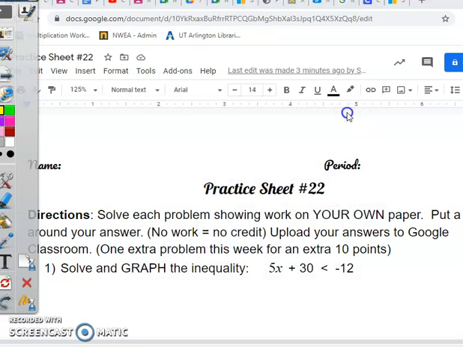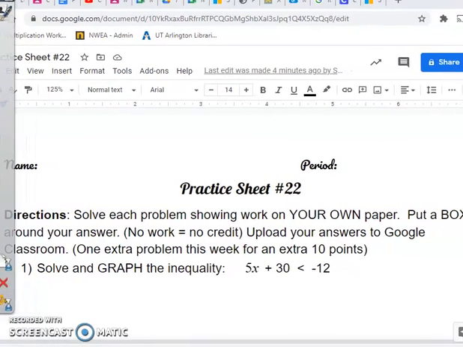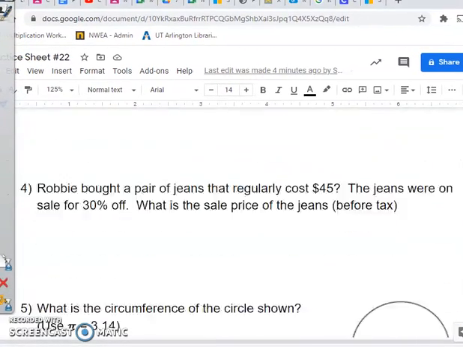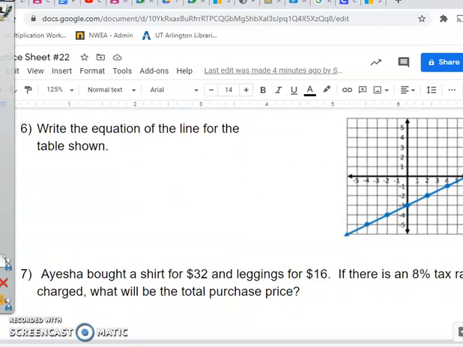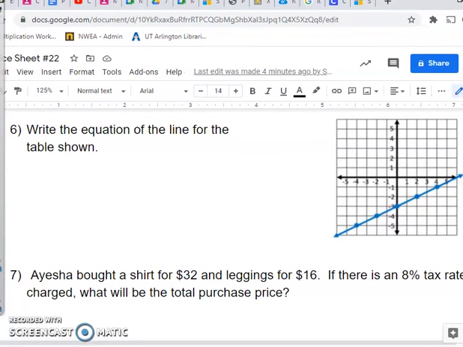We are going to continue practice sheet number 22. So we are going to make sure we do number 6 because this one's a little different than the ones we've been doing recently. We have done this several times, but it's been a while since we've done it, so I want to review. So number 6 is write the equation of the line for the table shown, and I'm going to change this before I print it. It's going to say for the graph shown.